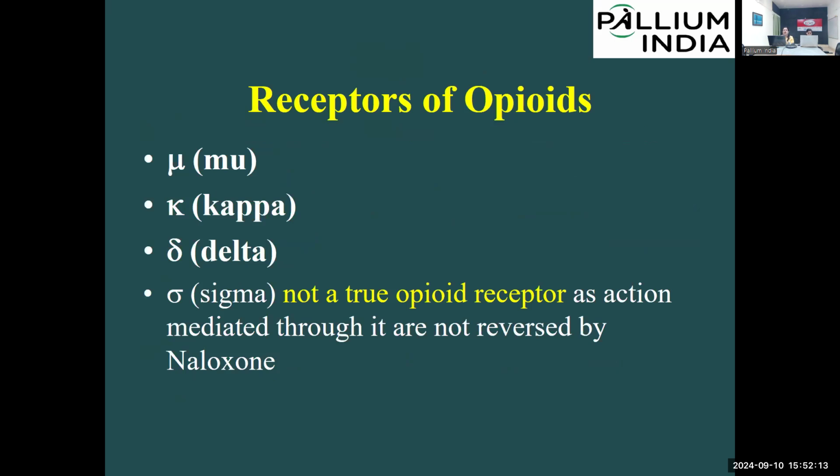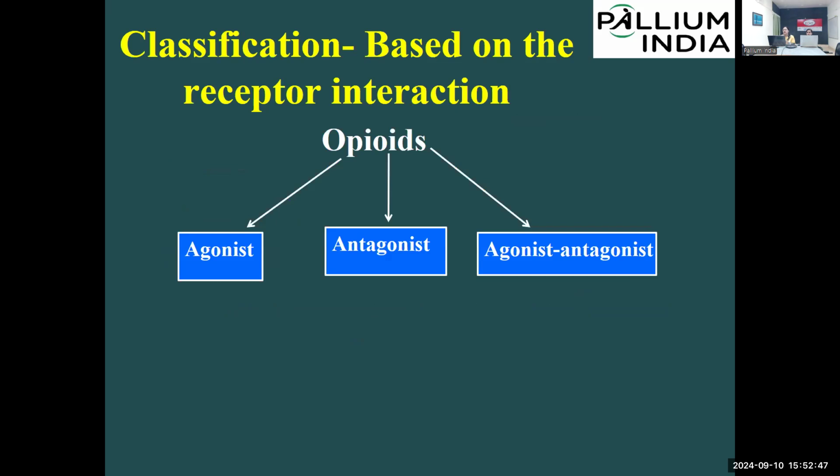And what are the opioid receptors? Opioid receptors include mu, kappa, delta. Sigma is not a true opioid receptor because the actions mediated through it are not reversed by naloxone. So for a drug to be an opioid, it should act by combining with the opioid receptors and its actions should be reversed by naloxone. But sigma is not considered a true opioid receptor because the actions mediated by it are not reversed by naloxone.